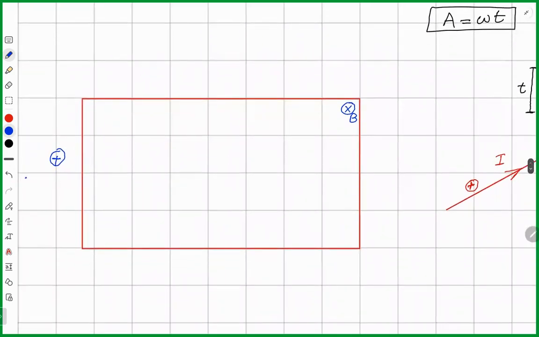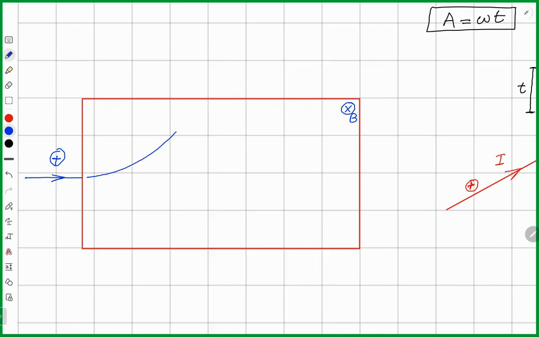So if with your left hand, fingers of your left hand are pointing towards the screen, and your palm is towards right, you can clearly see that when this charged particle comes in, it will experience a force in upward direction. That will make it go like this.